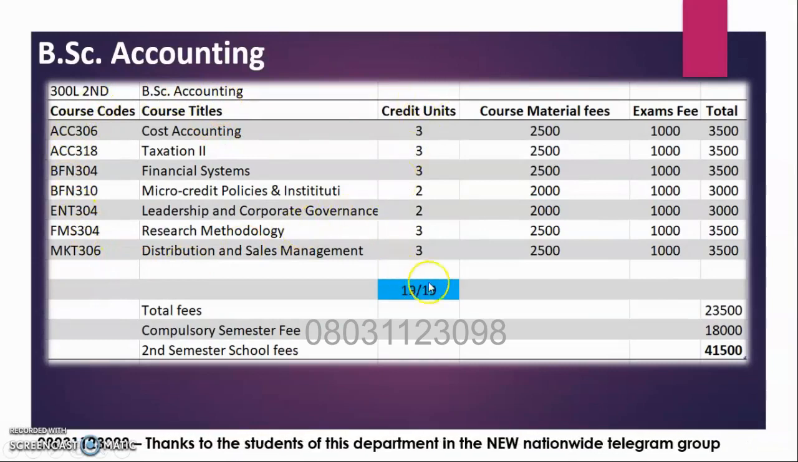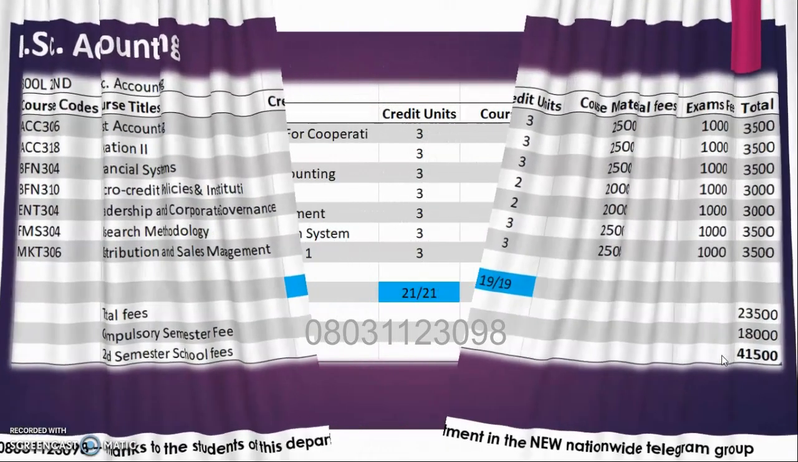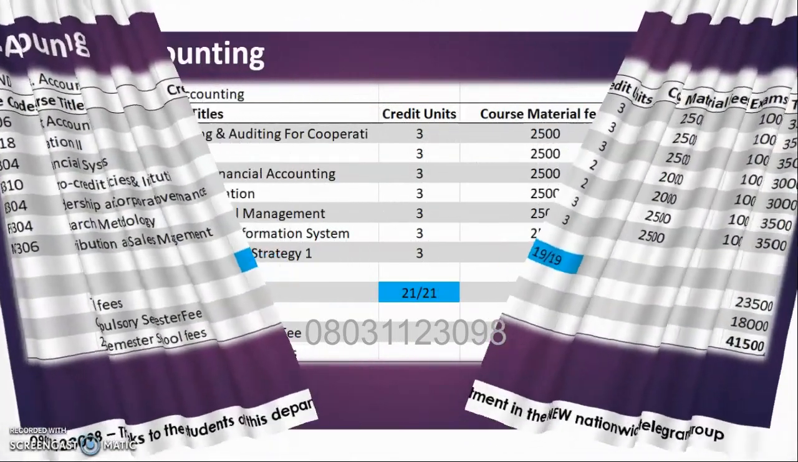You are expected to register all and pass all. You can include carryovers if you had any from previous semesters. You may have more courses in your portal, and that means you will have to maybe add a few more, especially electives. Don't ignore your electives. You're supposed to pass at least one, or where you have registered 2 and fail 1, or you have registered 3 and fail 1, you don't have to take it as carryover. So here you'll be paying 41,500 as your fee for 300 level second semester.